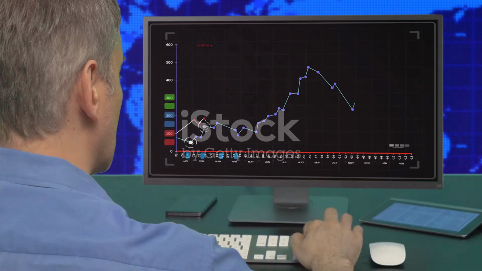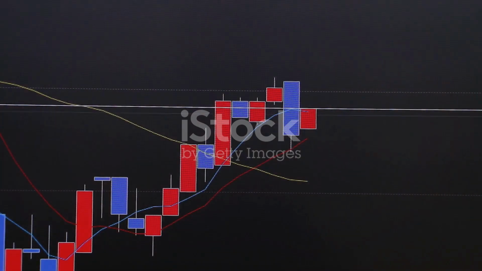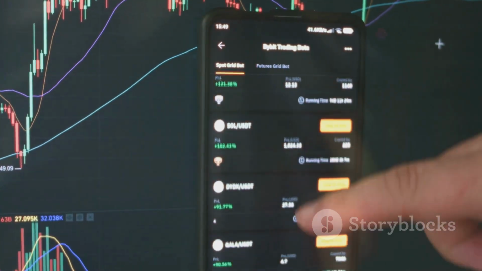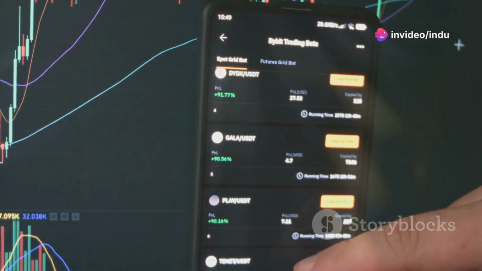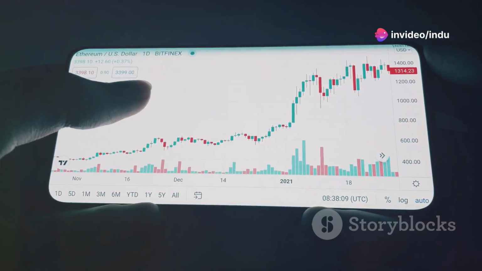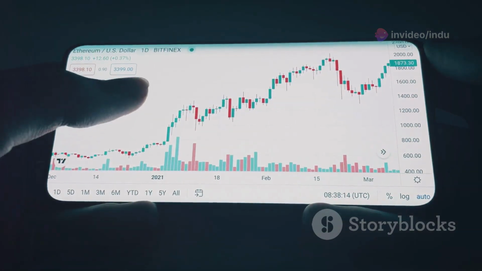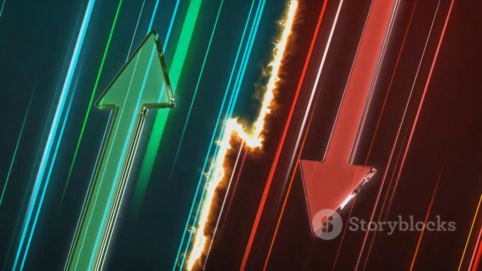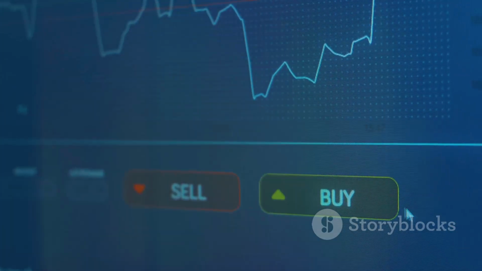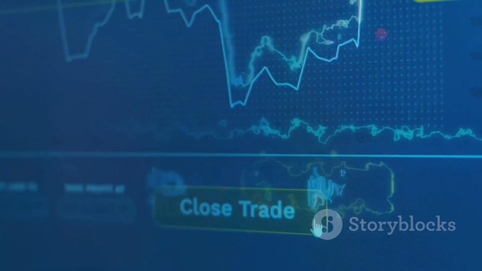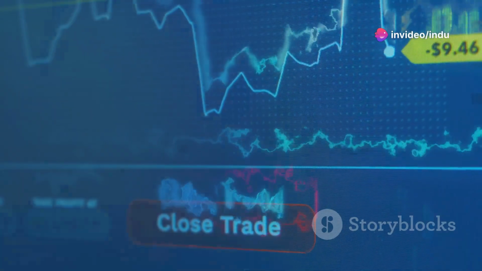One of the most common strategies is using the 20 EMA in combination with the 50 EMA. Here's how it works. Bullish signal. When the 20 EMA crosses above the 50 EMA, it's a signal that momentum is shifting upward. Traders may see this as an opportunity to enter a long position.